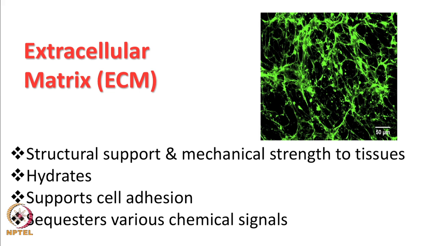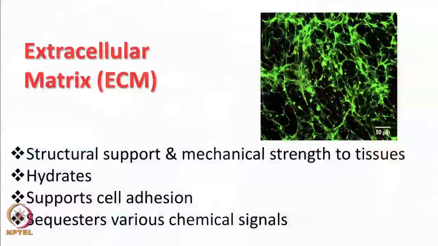The outside of the cell, the strong base on which the cell rests, is the extracellular matrix. It not only provides structural support for tissues, it acts as a scaffold on which cells sit, and the ECM integrates these cells into functional organs. It supports cell adhesion and it sequesters various chemical molecules or growth factors that can either be cross linked within the network or just adsorbed onto the matrix.